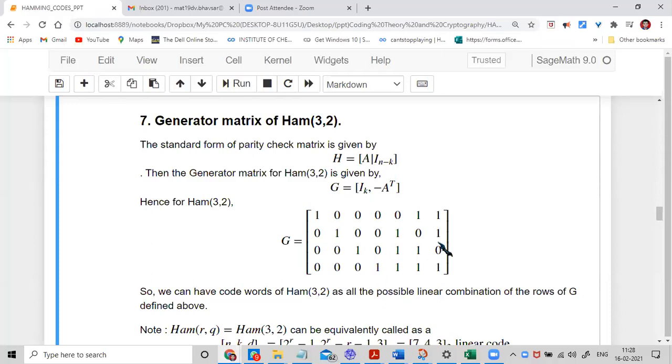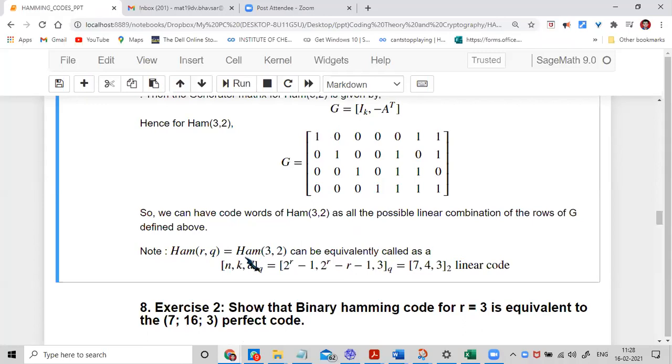Okay, so moving on, we can observe that whatever I have written till here, I didn't mention n, k, d till now. But now I'm telling that Ham_r, that is Ham_3, can be equally called as the [n, k, d] code. So this is the way we can represent, and with this substitution we get the values like this.